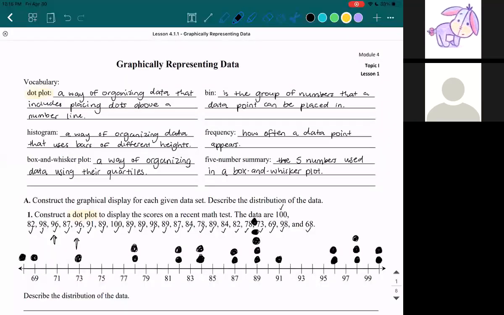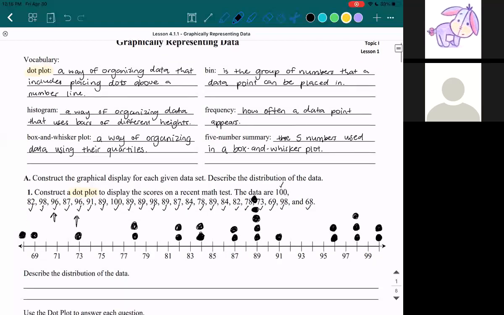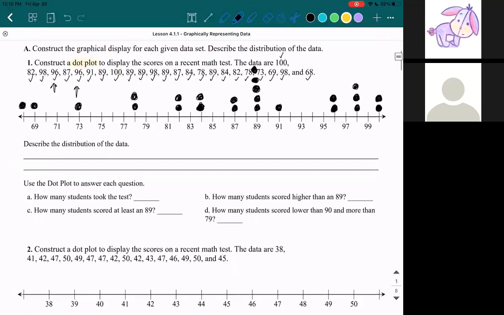So after you get your dot plot, let's scroll down a little bit. So now we have to describe the distribution of the data. So when you're looking at this dot plot, you can see that most of the data points are on the right side of the graph, correct? Most of the data is on the right. I'm going to write that.